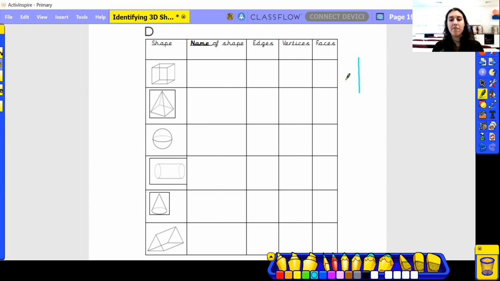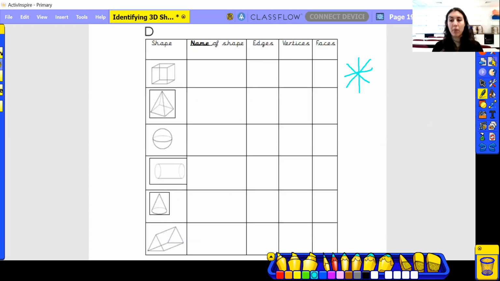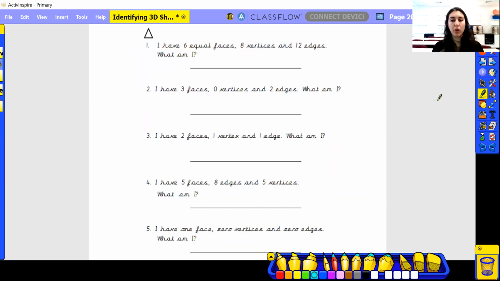I would like every single person in the class to please complete this one, whether you start here or whether you end here. The triangle sheet is the riddle game. So I have 6 equal faces, 8 vertices, and 12 edges. What am I? So you need to work out based on the properties. You might want to use this sheet to help you with that one. So when you do this one will become much easier.